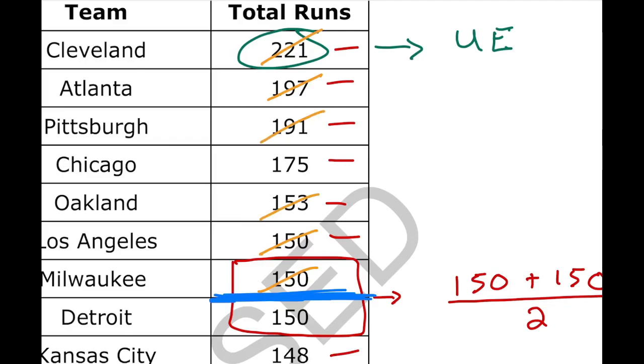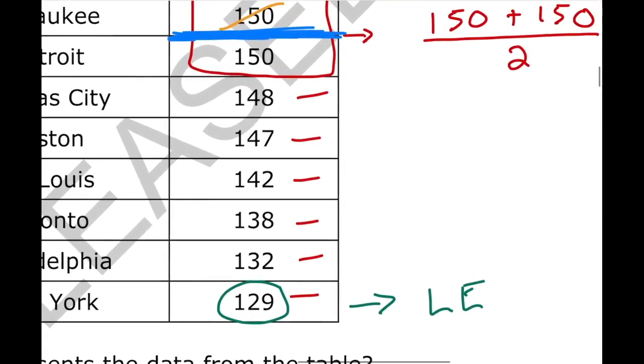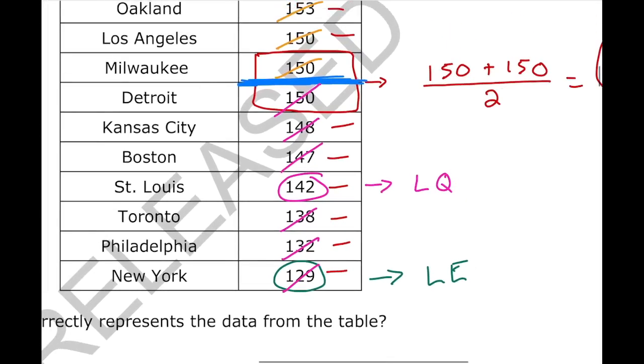This shows us that we have one number in the middle. That's 175. That will represent the upper quartile. Let's look at the lower half. Let's do the same thing down there. But we need to include this 150. So let's work towards the middle. Mark out that number. Mark out that number. Mark out that number. This shows us that 142 is the lower quartile.